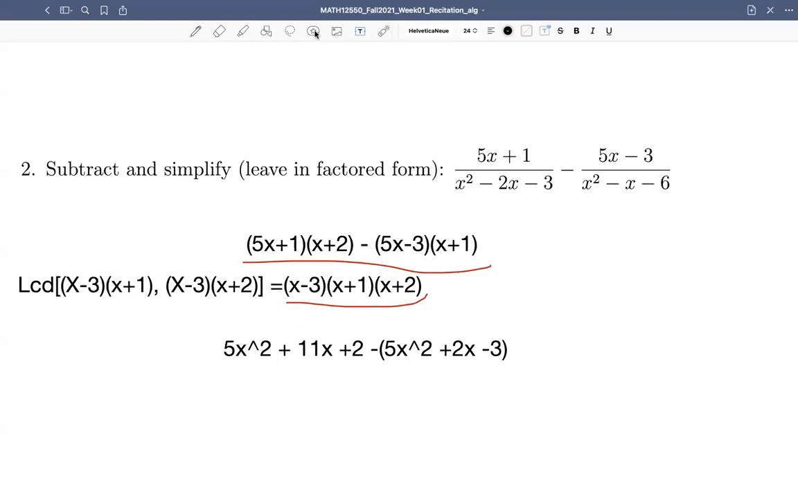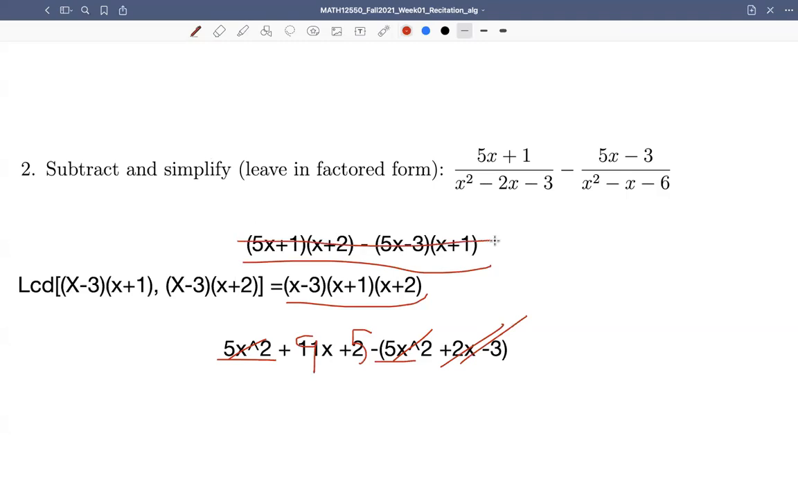We're subtracting. So 5x squared minus 5x squared, so this term is gone. 11x minus 2x, that becomes 9x, right? So change this to be 9x, this is gone. 2 minus -3 becomes 2 plus 3 becomes 5. So the numerator now we have 9x plus 5.